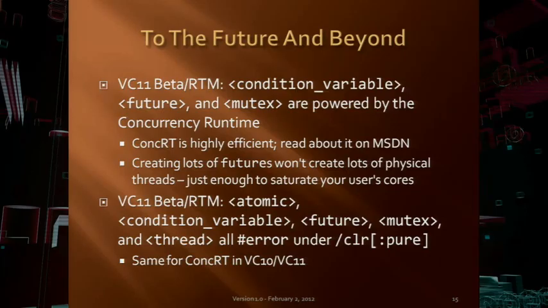Well, what does this buy for you? This means that if you spin up a bunch of futures, maybe 10,000, it will not spin up 10,000 different physical threads. That would be very bad. Instead, ConcRT will ensure that it spins up only as many threads as is needed to saturate your user's machine. And notice I said user's machine. That's important. Imagine that you're a dev, you're running on a quad-core machine, and your user's only running on a dual-core machine. ConcRT will saturate that dual core.